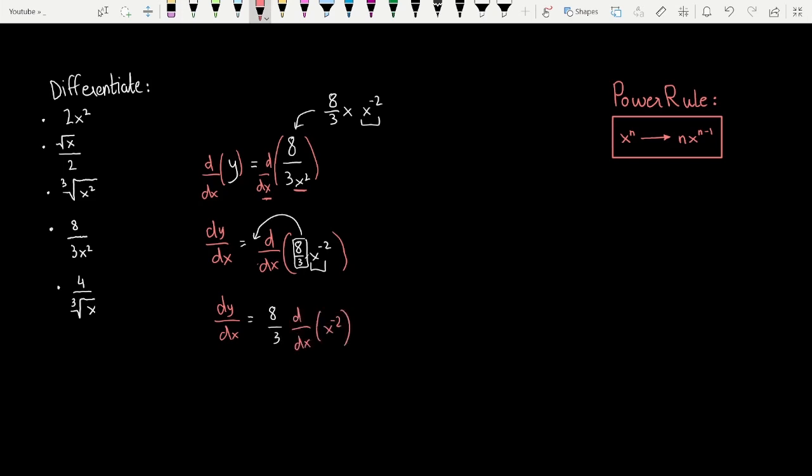And so now we can apply the power rule on this thing. I'm not going to write all of this, I'm just going to write the answer. It's just going to be 8 by 3 times minus 2 x to the power minus 3.